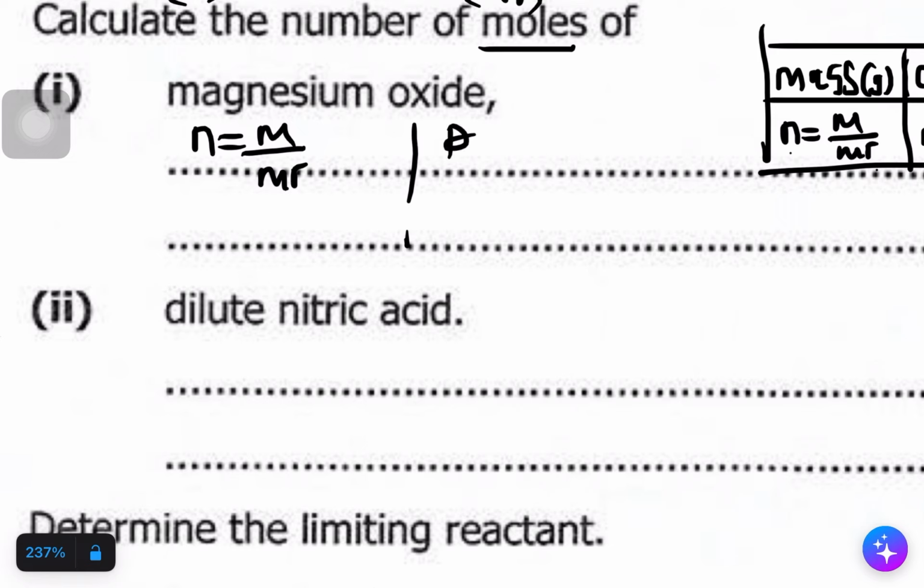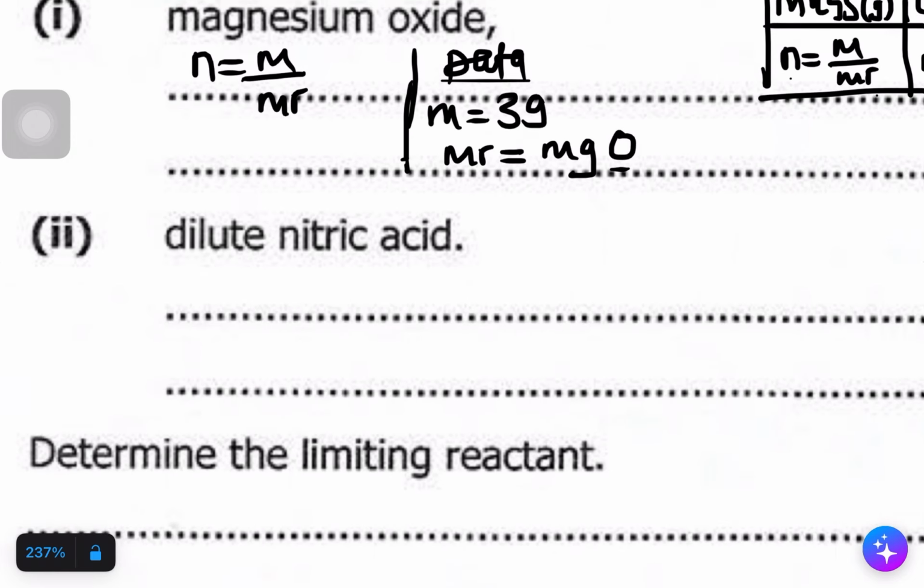So in data collection, I will put up the data from here. We can say the mass given is 3 grams. Okay, and then what is the molar mass? So for the molar mass, we break down magnesium oxide in this form, MgO, because we are finding magnesium oxide. So this is the formula for magnesium oxide. So we take magnesium here and then oxygen there.